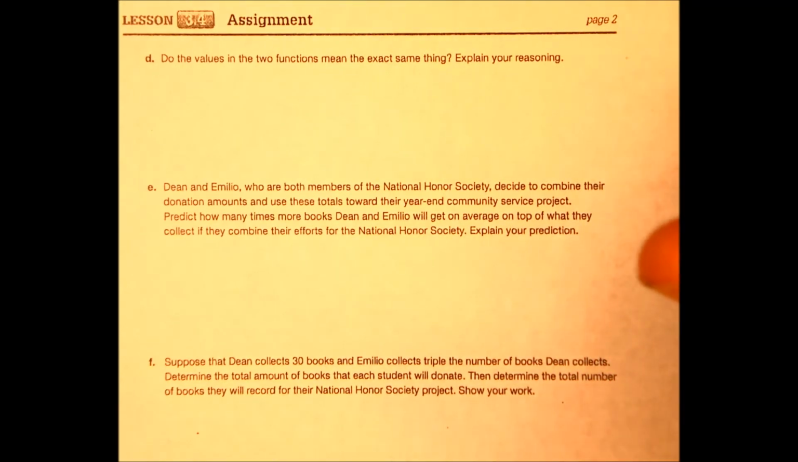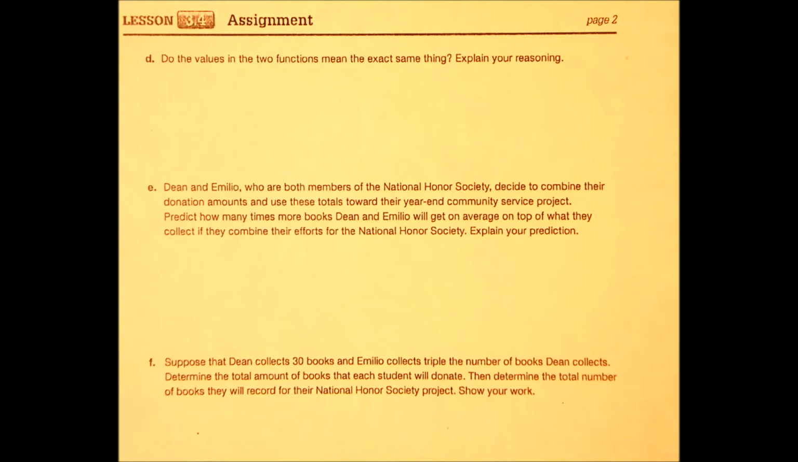At question E. Dean and Emilio, who are both members of the National Honor Society, decide to combine their donation amounts and use these totals for their year-end service project. Predict how many times more books Dean and Emilio will get on average on top of what they collect if they combine their efforts. So we would combine their efforts.